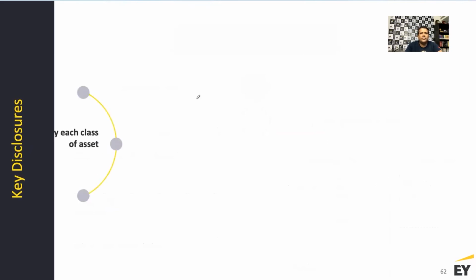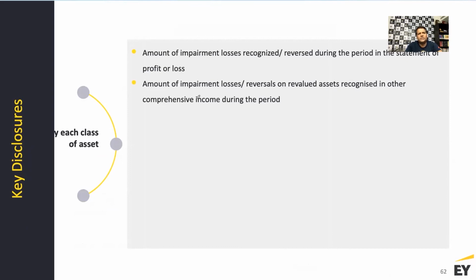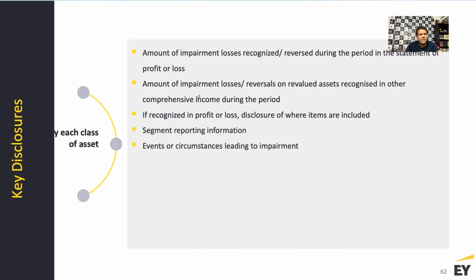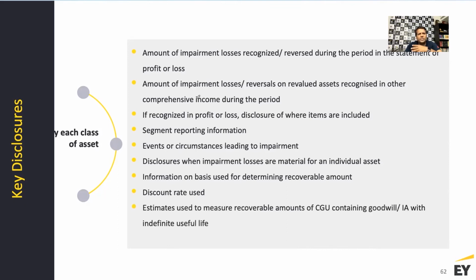From a disclosure point of view, you have to disclose, for each class of asset, the amount of impairment loss recognized or reversed during the period. You have to disclose the amount of impairment loss or reversal on a revalued asset in other comprehensive income. If recognized in profit or loss, disclose where it is included, segment reporting, and events or circumstances leading to impairment, with disclosures when impairment losses are material for an individual asset. You also have to disclose the discount rate used and the estimates used to measure the recoverable amount. If there is unallocated goodwill, there are a number of disclosures you need to make.